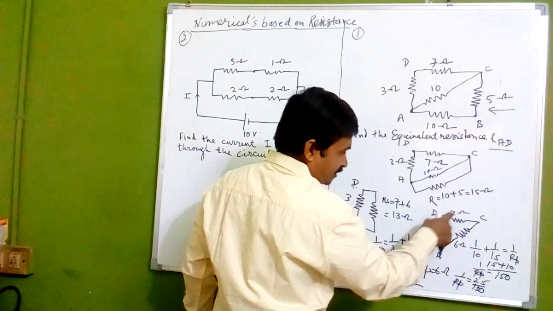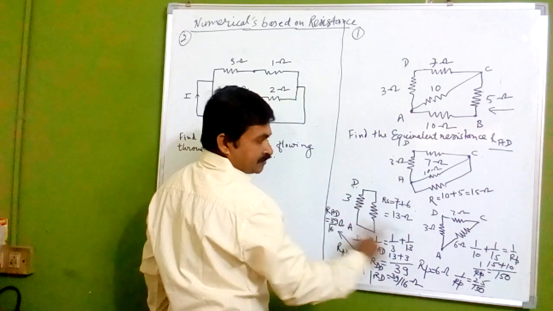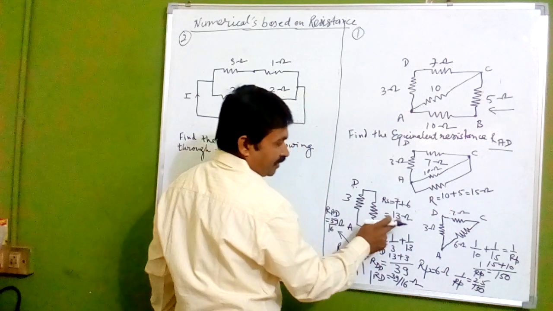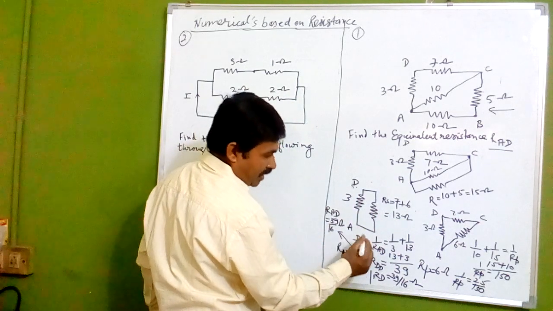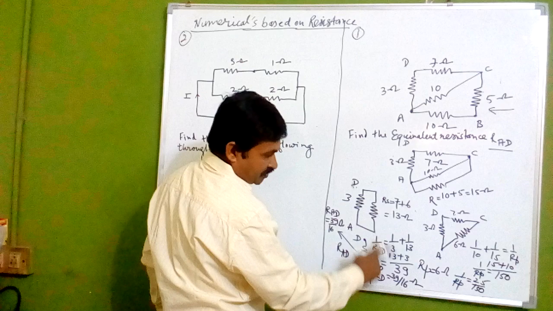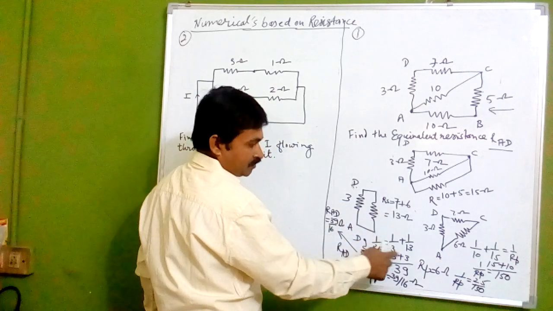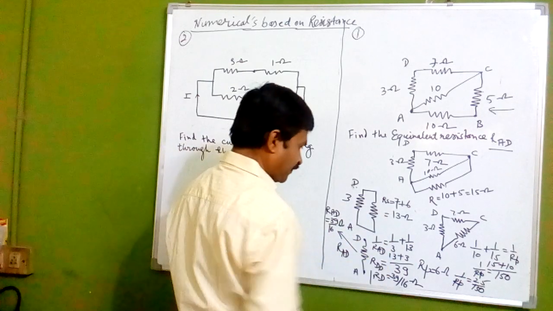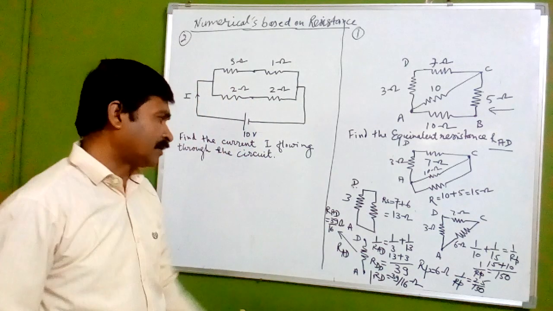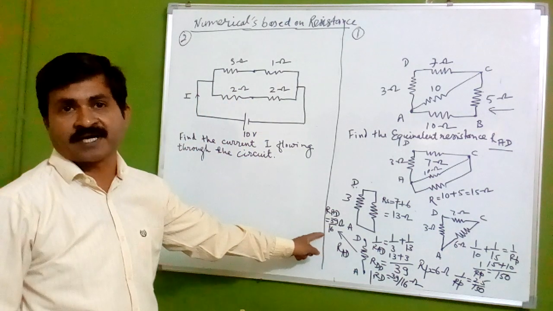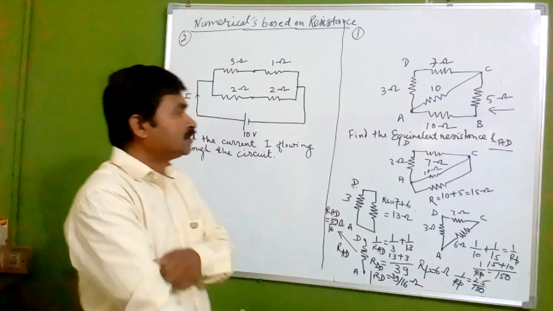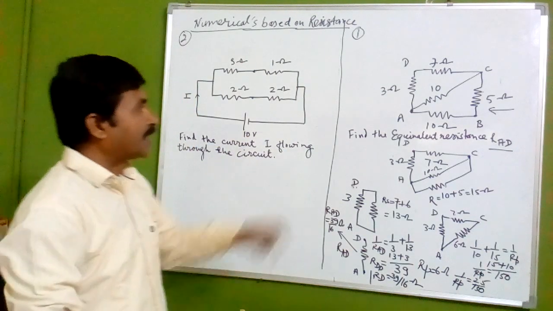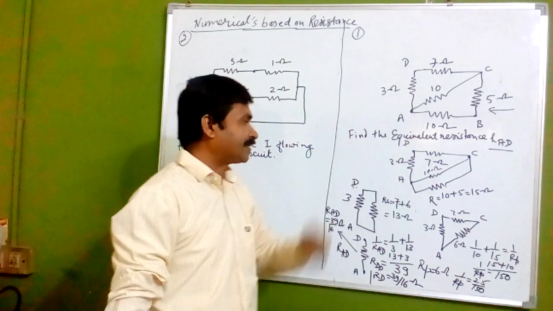Now both are in series. We have taken this value over here. Again we are having the final result, that is RAD, in which both are in parallel. Ultimately what we have got, RAD is equal to 39 upon 16 ohm. This way we can solve the questions related to network or circuit.